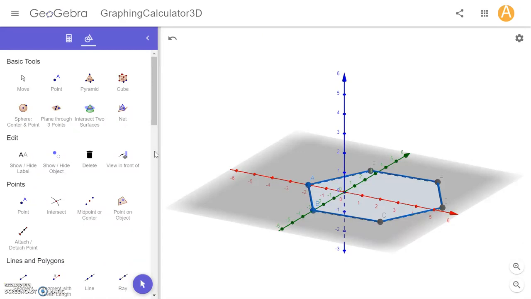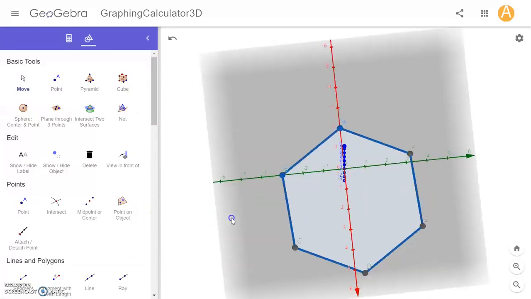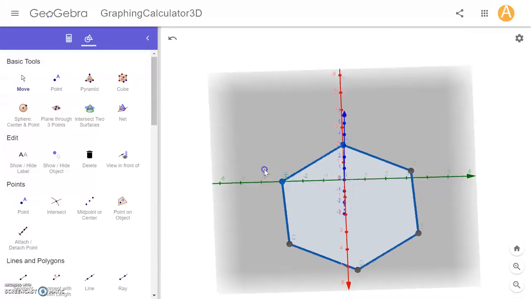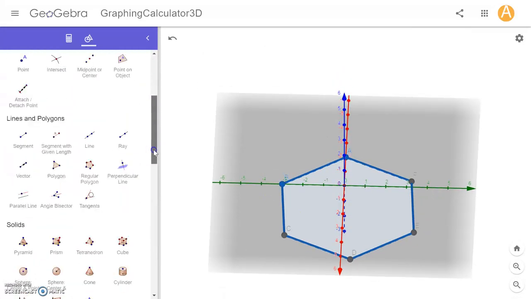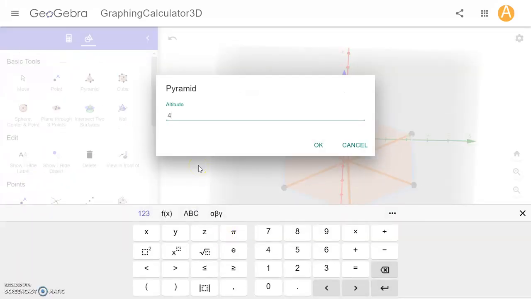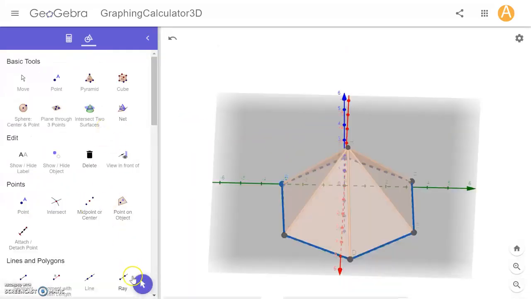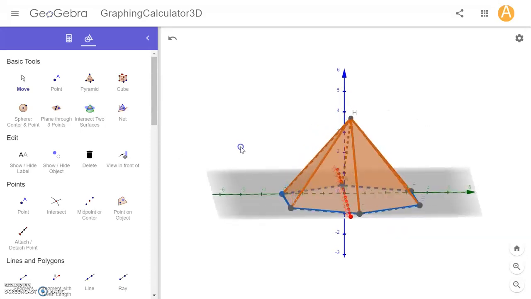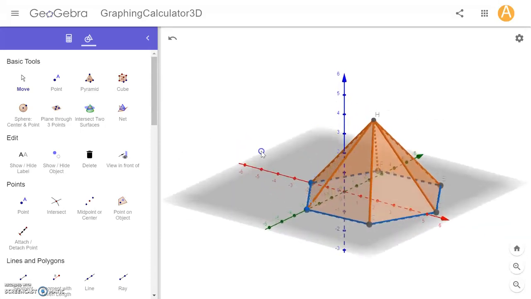Now we're going to look at the surface area for a pyramid, which is our new topic for today. So what I've created here is I have a regular hexagon. We can see it's got 6 vertices, 6 sides, and I'm going to use the extrude tool to turn it into a pyramid with a height of 4. So if we rotate this around, we see our hexagonal pyramid.